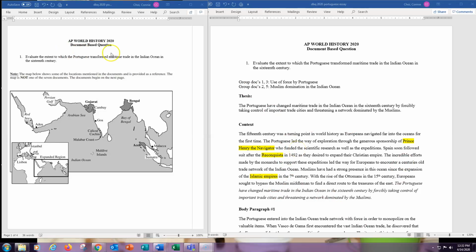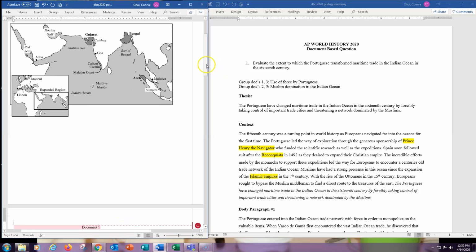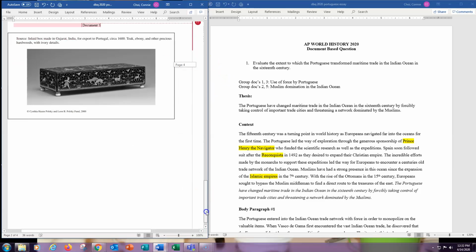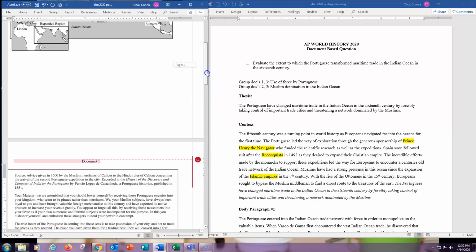So let me first start off by looking at the question from this sample DBQ. Essentially, I took the 2019, so last year's, DBQ question from the test, and I have changed it to fit the criteria for this year. So out of the 7, I eliminated 2, so therefore we only have 5 documents in this essay question.